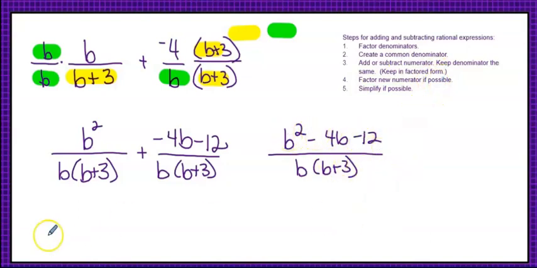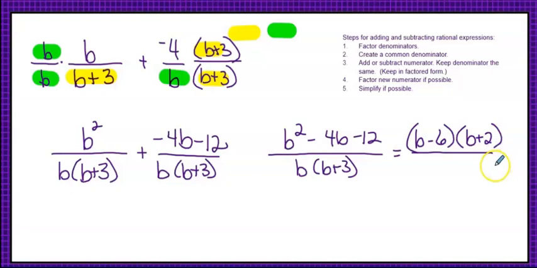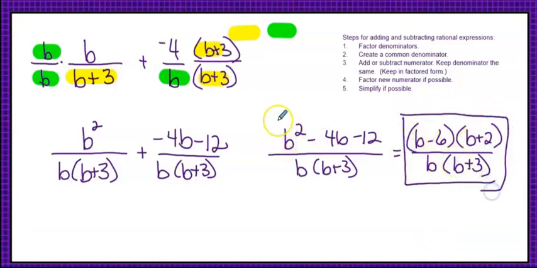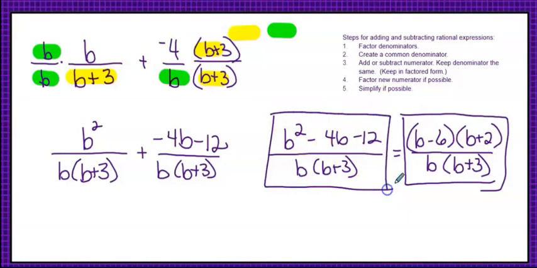Yep, this is a trinomial, and it's pretty easy to factor. It factors to b minus 6 and b plus 2. And then the denominator, same thing. I can't simplify that in any way, so this is actually my answer. Or you could leave the answer like this. You can go back to that answer if you want to, because it can't be simplified.